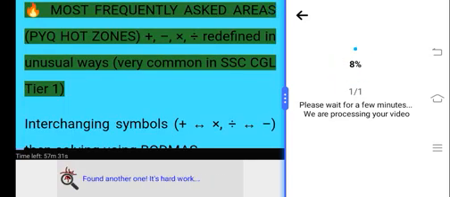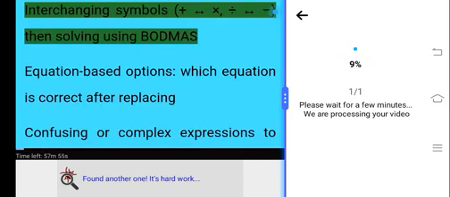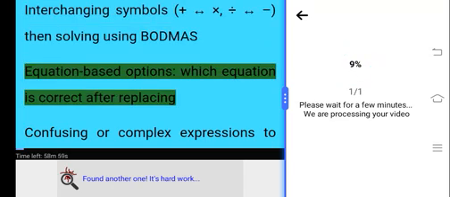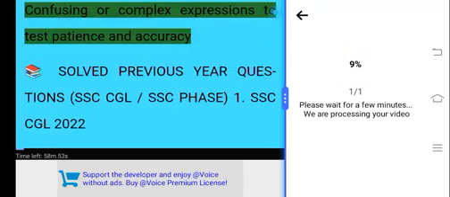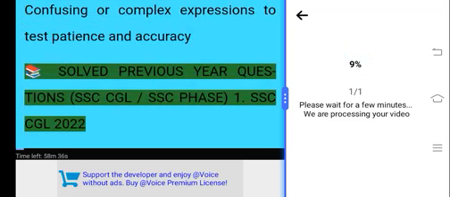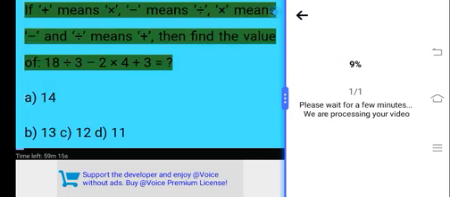Fire, most frequently asked areas, PYQ hot zones. Plus, minus, times, divided by redefined in unusual ways, very common in SSC CGL tier 1. Interchanging symbols, plus and minus, times and divided by, then solving using BODMAS. Equation-based options: which equation is correct after replacing? Confusing or complex expressions to test patience and accuracy. Book, solved previous year questions, SSC CGL, SSC phase 1, SSC CGL 2022.